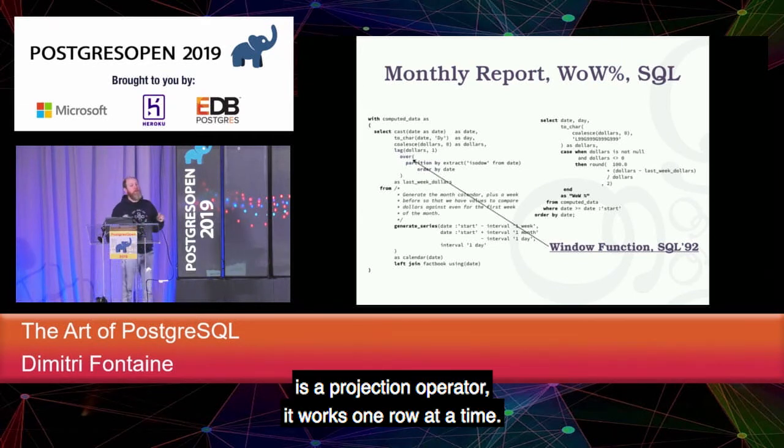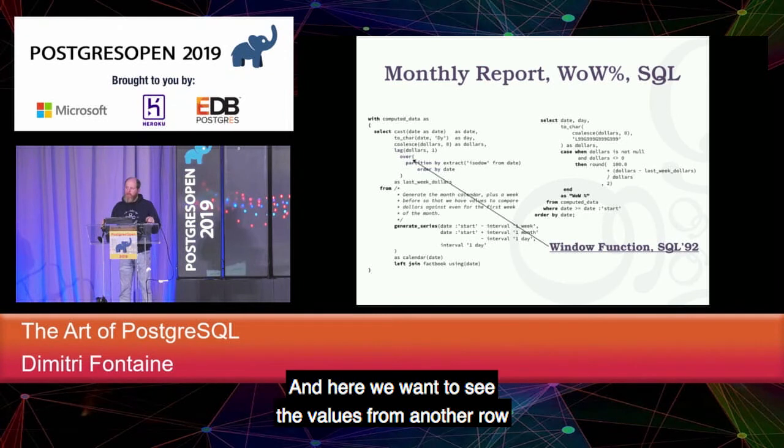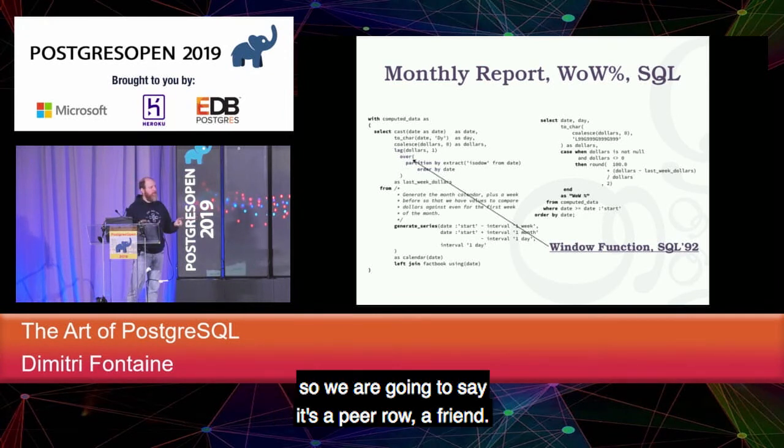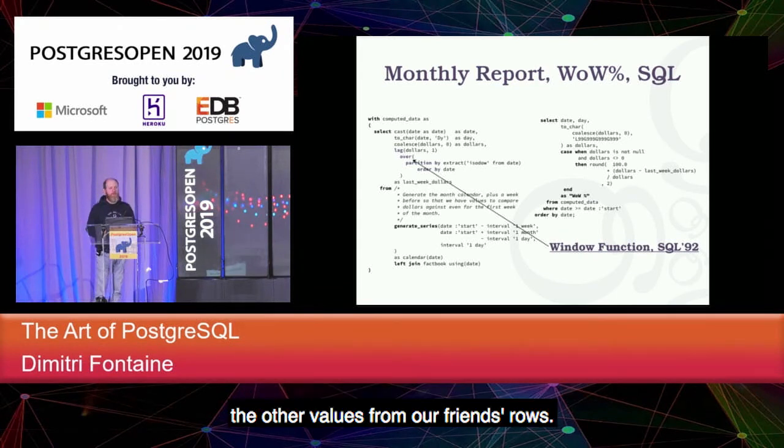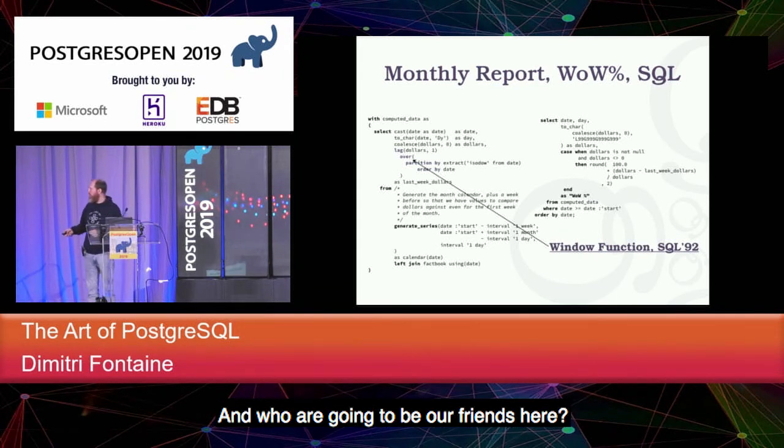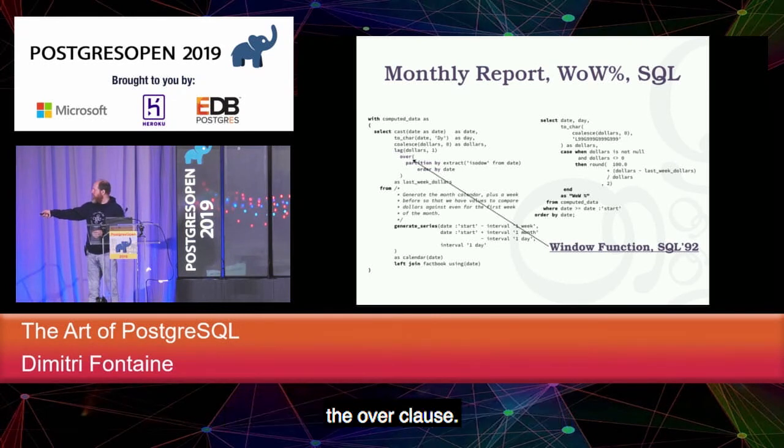It works one row at a time, right? And here we want to see the values from another row. So we are going to say it's a peer row, a friend. So we have many friends now. And with window functions, we can go and see the other values from our friends' rows. And whose are going to be our friends here? Well, it depends on the clause you put in the over clause. So partition by and order by.